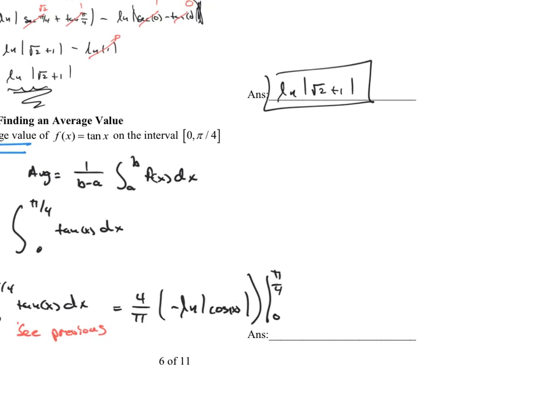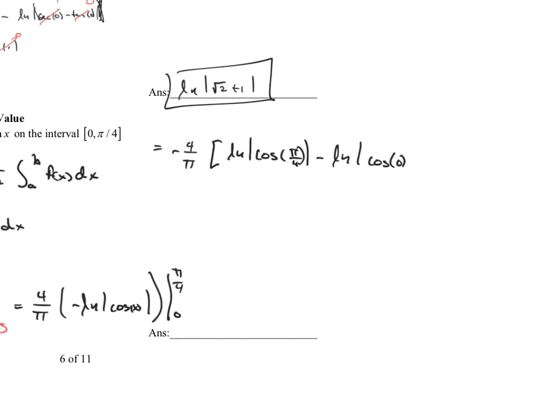Holy cow. So let's see what this is equal to. So this would be equal to 4 over pi times, well, I'm going to pull that negative out in front as well. So this would be the natural log of the absolute value of cosine of pi over 4 minus the natural log of the absolute value of cosine of 0. So let's think about that. Cosine of pi over 4 is root 2 over 2. Cosine of 0 is 1. And the natural log of 1 is a 0.